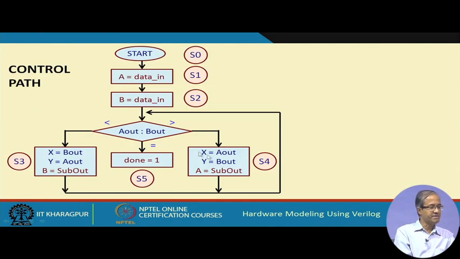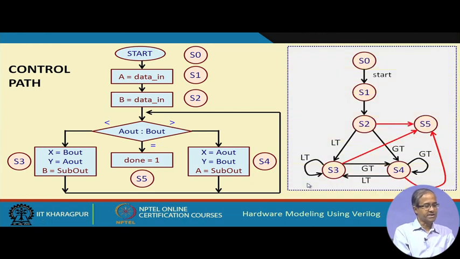Similarly, if it is greater, the other inputs are selected: A out goes to X, B out to Y, and the result goes back to B or to A. And if they are equal, the result is already in either A or B, and you are activating done. This is states S3, S4 and S5.